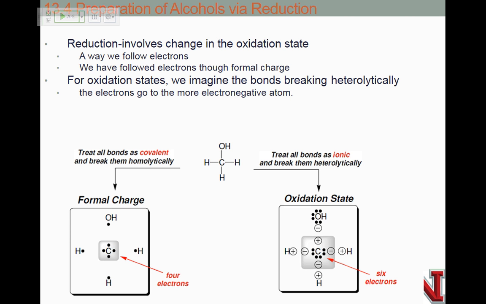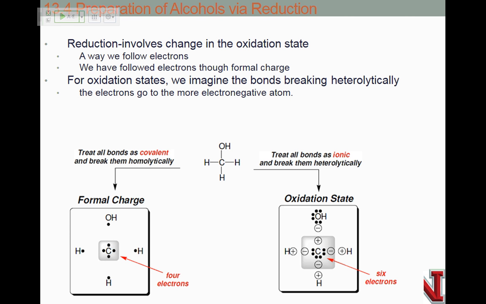We have 3 hydrogen bonds, but the oxygen in our carbon-oxygen bond is more electronegative than carbon, so the 2 electrons go to the oxygen. So the oxidation state is based on the fact that carbon should have 4 electrons, but it has 6 electrons if we think about the bond breaking heterolytically, where the electrons go to the atom that's more electronegative. That's really where those rules come from that you learn in general chemistry.